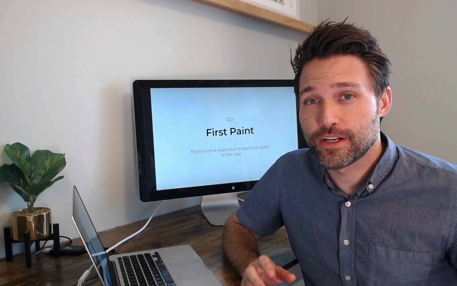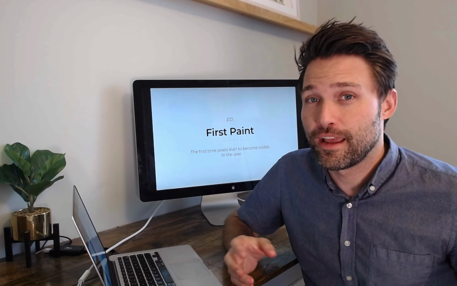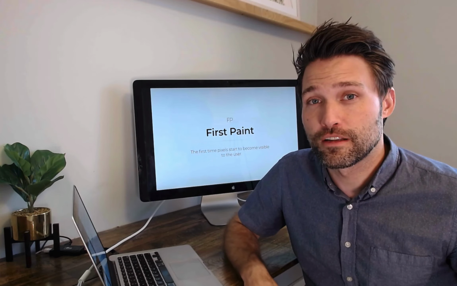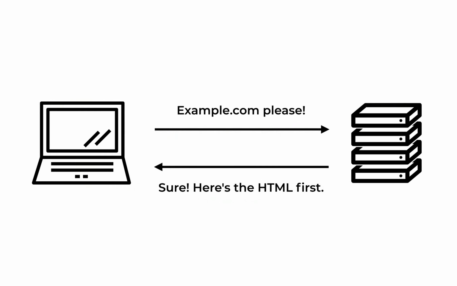Moving on from that metric, we can start to think about what happens once the bytes start arriving in the browser and pixels start to paint to the screen. So our next metric is called first paint. First paint is when we can start to think about how a response streams to the browser. I'll summarize this part with a schematic.